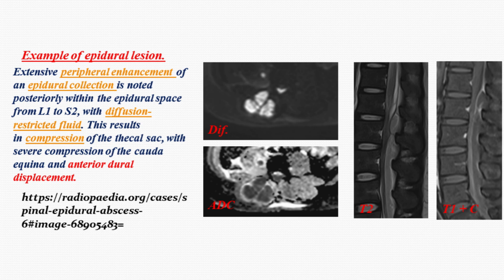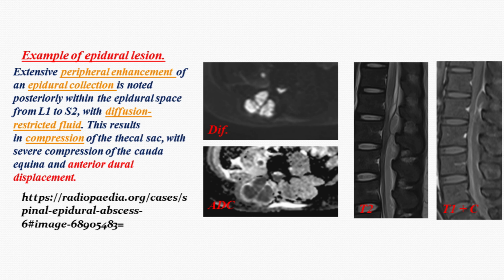Example of epidural lesions. We have on the right side an image of T1 plus contrast, while in the middle a T2 sagittal image. On the left, we have two axial images, diffusion and ADC map.